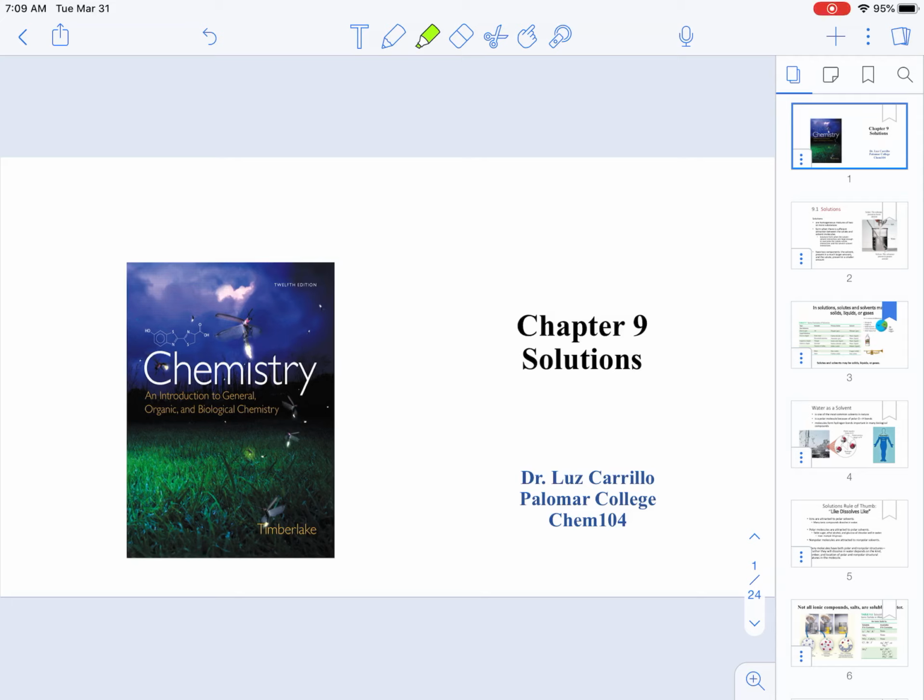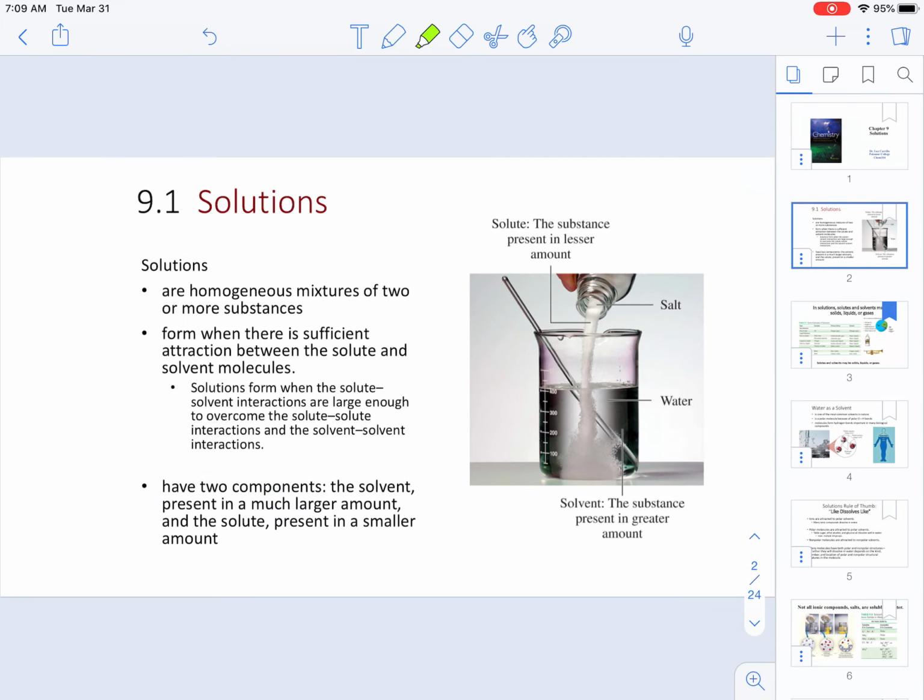Hello everyone. We are going to go over chapter 9, which is a chapter that discusses the topic of solutions. A solution, as you can see in the first bullet point, is defined as a homogeneous mixture of two or more substances. Now, these two substances, we are going to give them a specific name. In this case, as you can see, we have the components named solutes, which is going to be the substance that we have present in lesser amount, and we have a solvent, which we have present in a greater amount.